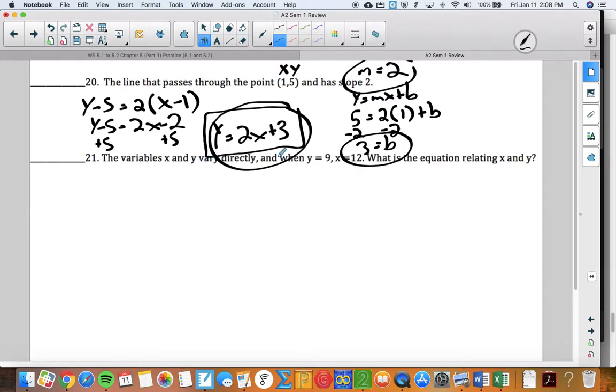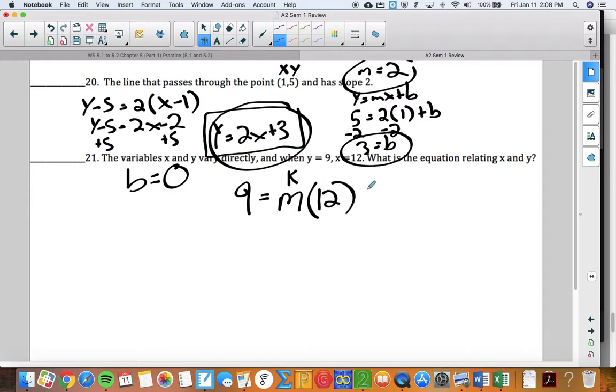x and y vary directly when y is 9 and x is 12. What is the equation relating x and y? So the thing to remember is essentially you could use what we just did, but what we know when x and y vary directly is that your y-intercept is 0. So you're really looking for your slope. So we know that y is 9. We don't know what the slope is, although they usually use k here.